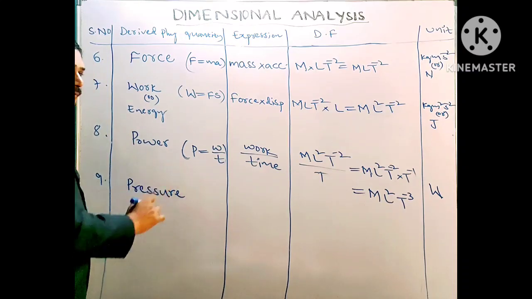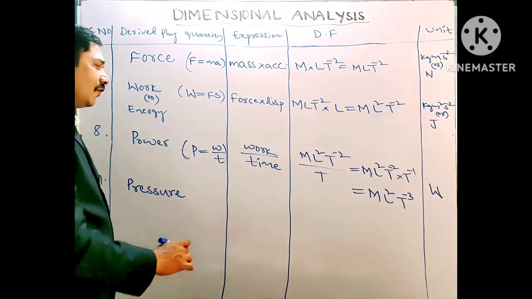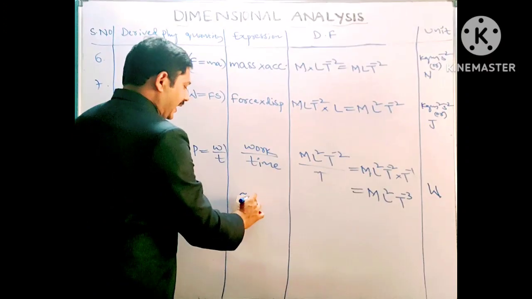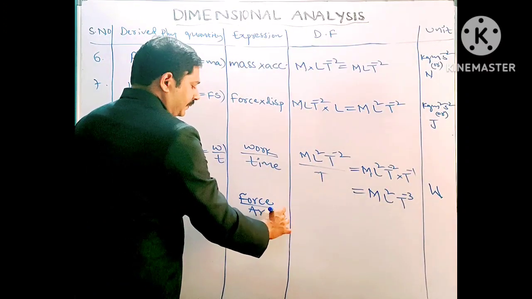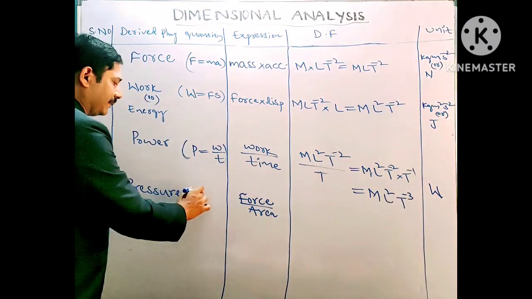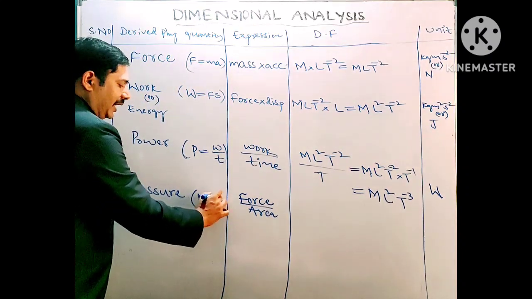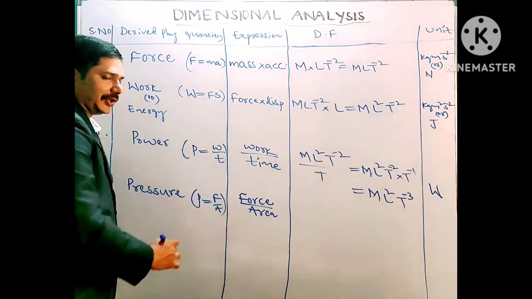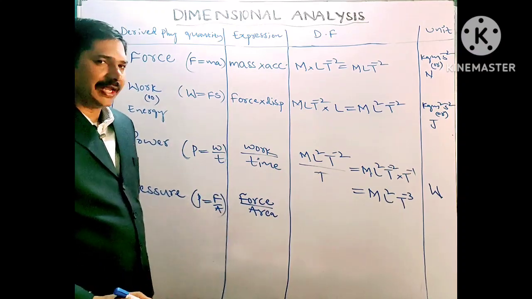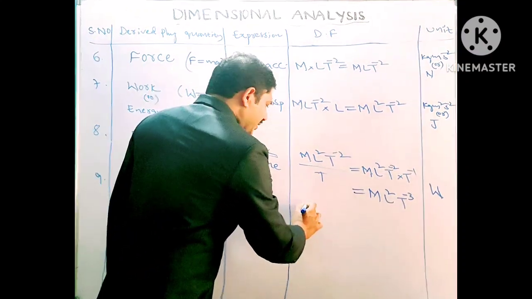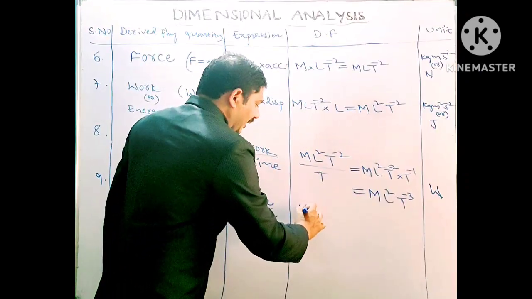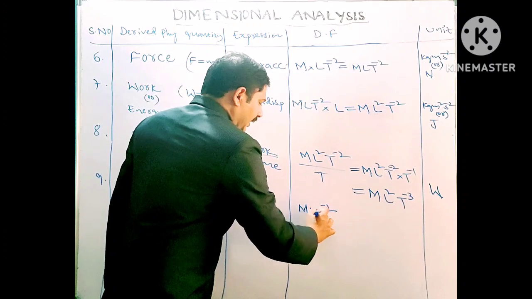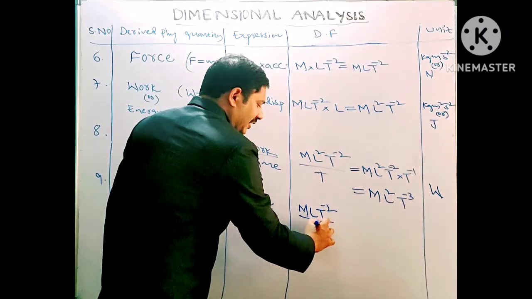Pressure. So pressure expression is what? Force by area. Pressure definition, we know that force acting per unit area. Okay, pressure P equal to F by A, force acting per unit area. Force by area. I am writing force dimension formula. What is the force dimension formula? MLT to the power of minus 2 divided by area dimension formula is what?